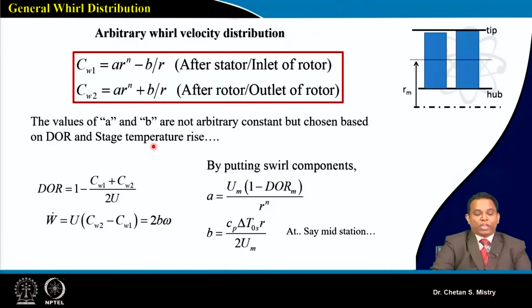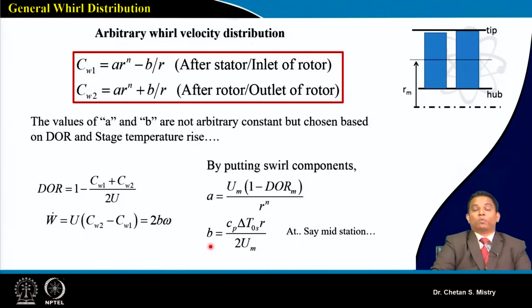If I simplify the equations for degree of reaction and work done, we get the values of constants A and B. We discussed in the last lecture that these are functions of radius. A varies with radius, and B also varies with radius. It is also a function of the peripheral speed at the mid station.